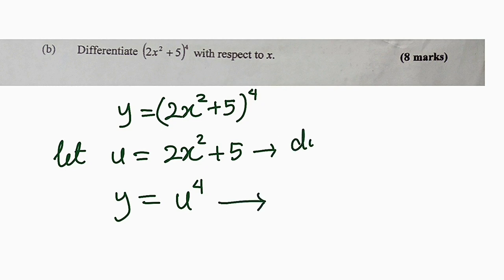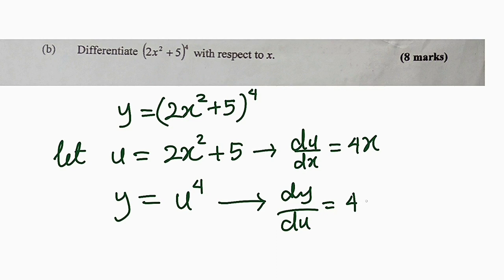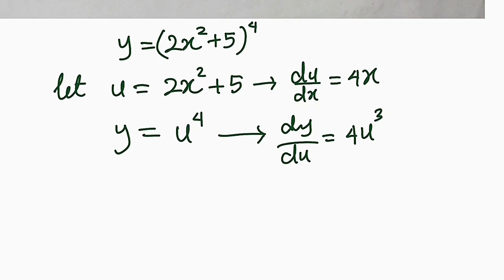We differentiate u with respect to x, because this is u, this is x. Using the power rule, 2 will drop down to multiply 2. We have 4x. You reduce 1 here, it becomes 1. And the derivative of a constant is 0. Then here we are going to differentiate y with respect to u. So what do we have? We have dy over du equal to 4u to the power of 3, because the 4 will drop down to multiply, and you have to reduce 1 from 4. So this is what we have.